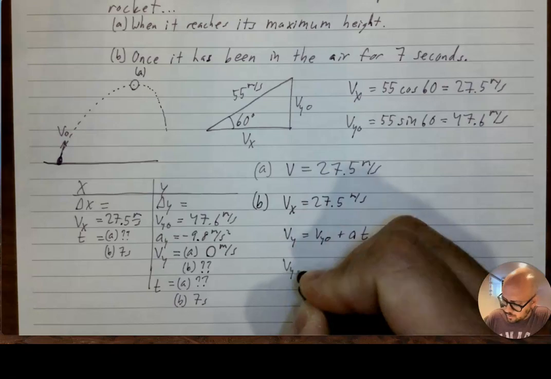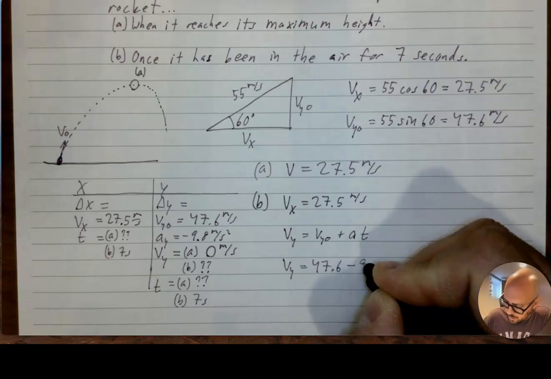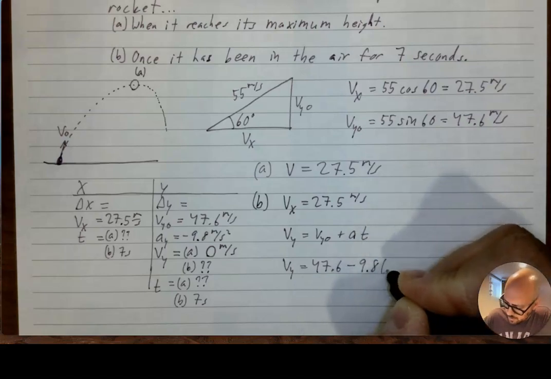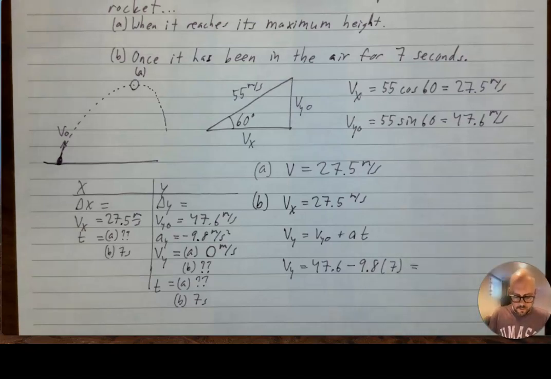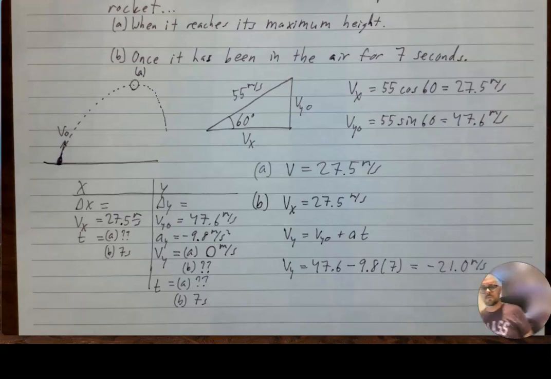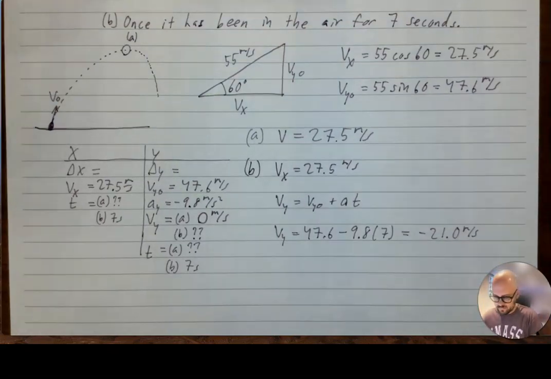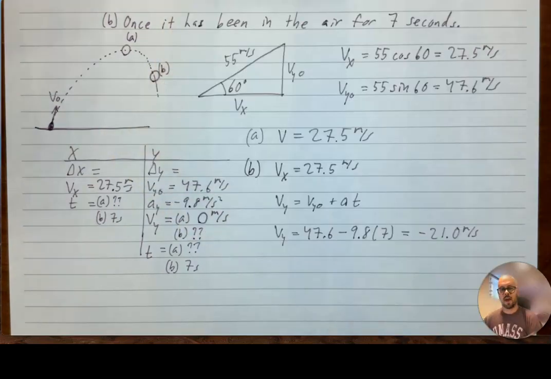So Vy equals 47.6 minus 9.8 meters per second squared times 7 seconds. Let's do that. 47.6 minus 9.8 times 7, and we get negative 21.0 meters per second. So this is a very significant result. This means that the object has begun its descent. So 7 seconds into its flight, it has passed its maximum height, and it is on the way back down.